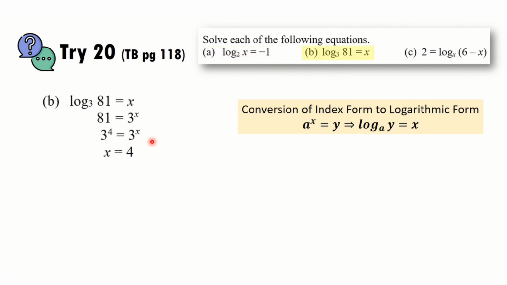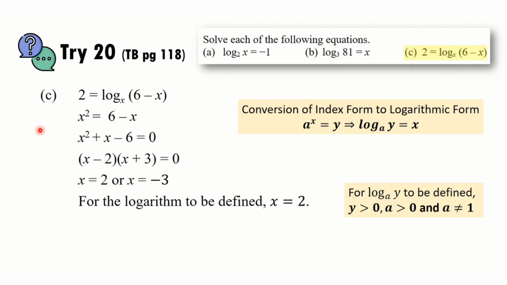Next, in part B, we have log 81 base 3 equals x. So similarly, using the conversion to index form, we will get 81 equals 3 to the power of x. Subsequently, 81 is equal to 3 to the power of 4, so by comparing its exponents, we will get x equals 4.